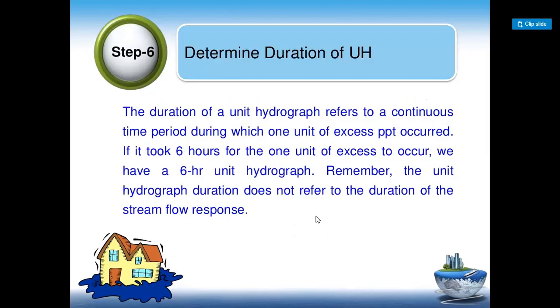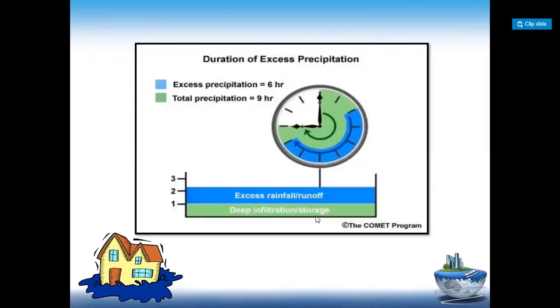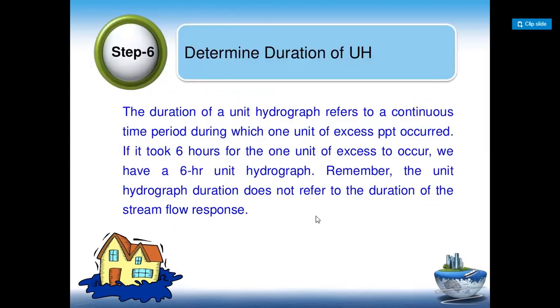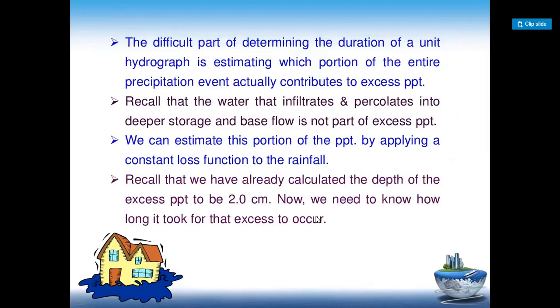Next, determine the duration of the unit hydrograph. The duration of the unit hydrograph refers to a continuous time period during which one unit of excess precipitation occurred. If it took 6 hours for the 1 unit of excess to occur, we have a 6-hour unit hydrograph. Remember, the unit hydrograph duration does not refer to the duration of the stream flow response.